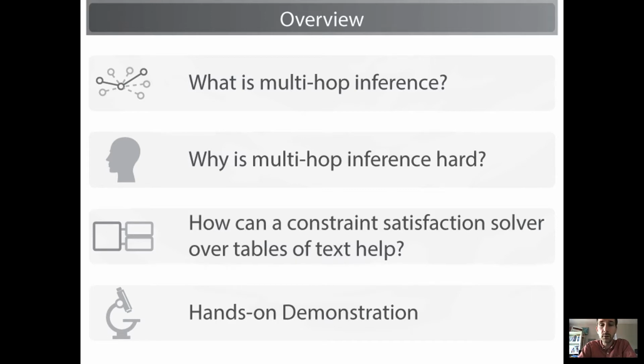Then we'll very quickly look at why multi-hop inference is hard and some of the contemporary ways it's been represented. Then we'll see how a new twist on an old technique can help, specifically the idea of using a constraint satisfaction solver, but one that's been specifically designed to operate over text and tables of text, and get a lot of the benefits that come from working directly with text while being robust to some of the challenges.